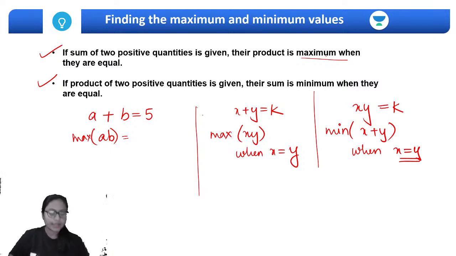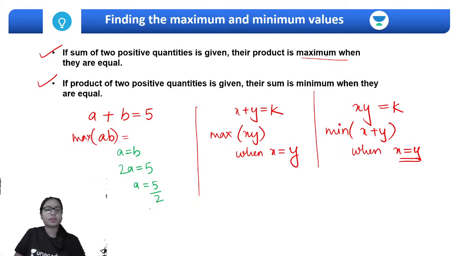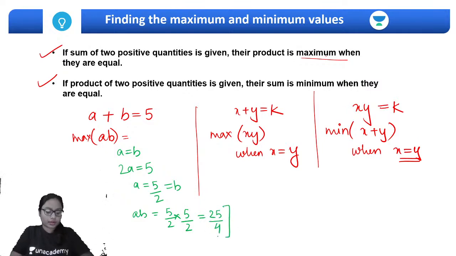Okay, let's see. The maximum occurs when a is equal to b. So a equal to b means 2a is equal to 5. Hence the value of a is 5/2, which is the value of b also. So the maximum value of ab would be equal to 5/2 times 5/2. Hence the maximum value would be 25/4.